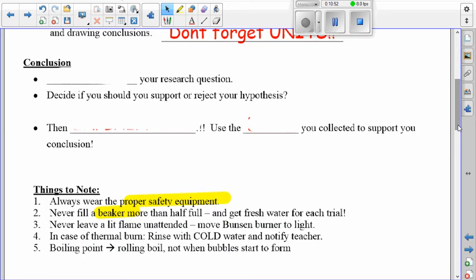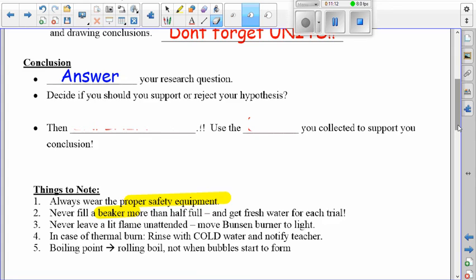Now, last few things. Conclusion. You need to answer your research question. You need to say, we found out that blank. Your hypothesis, that was a statement earlier. You didn't ask it as a question. You just have it as a statement. You need to say whether you accept or reject that.